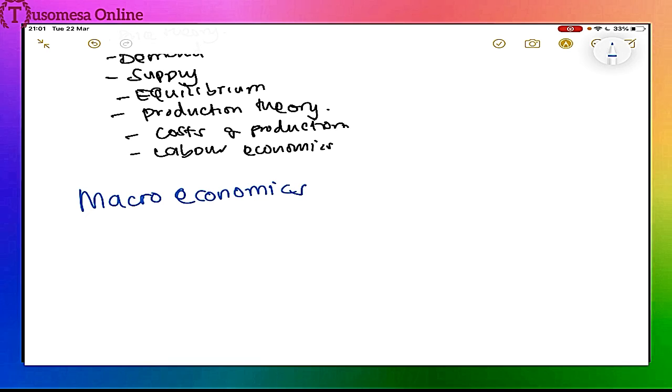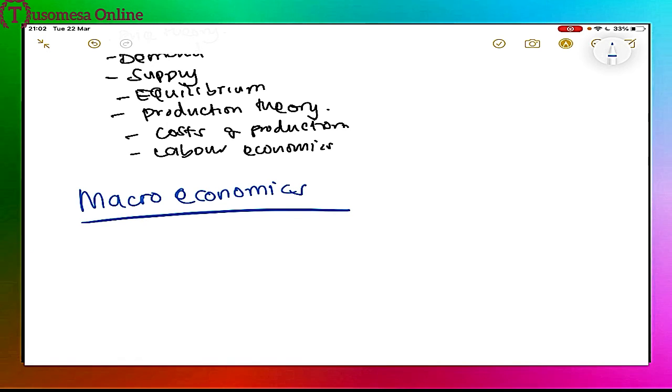Now, the other branch of economics is macroeconomics. Macroeconomics is going to look at the economy as a whole. This one is going to scrutinize the economy at a massive scale. So it's going to look at it from a bigger picture. The issues it looks at are bigger than the issues we're looking at in microeconomics.